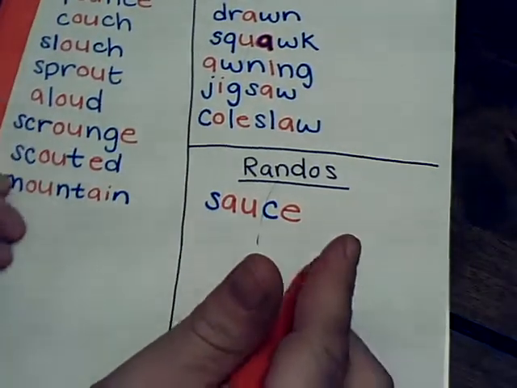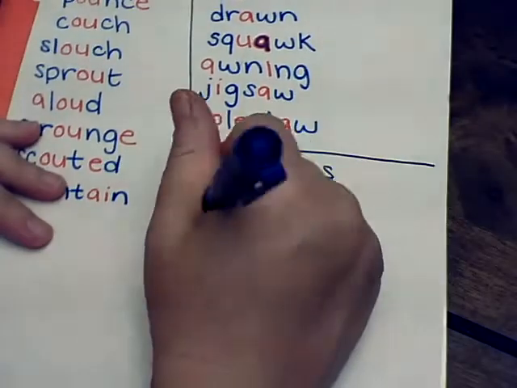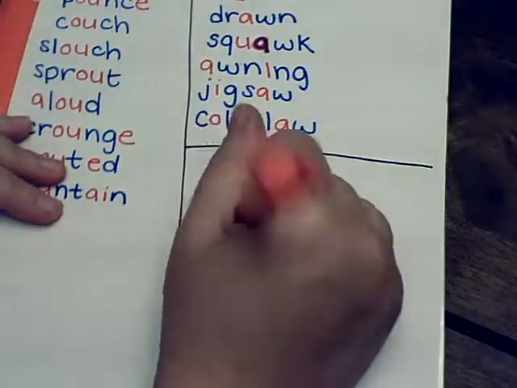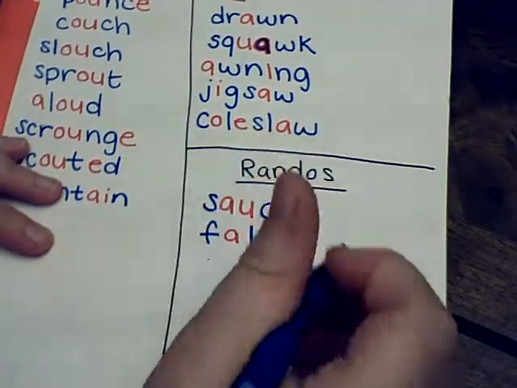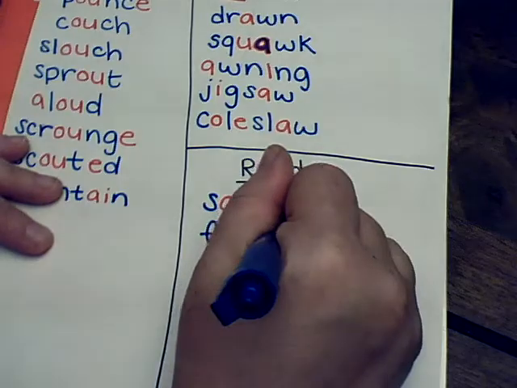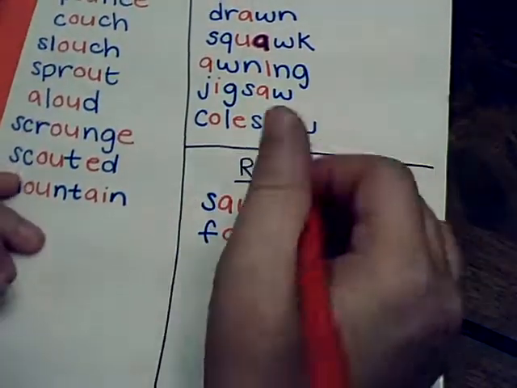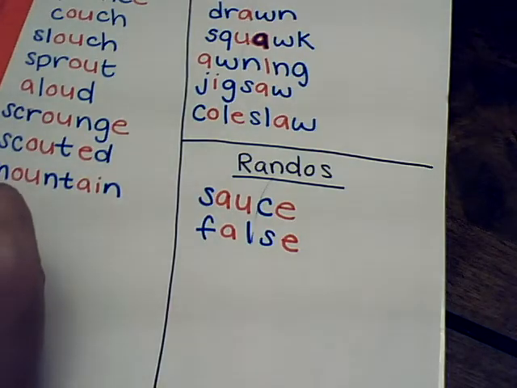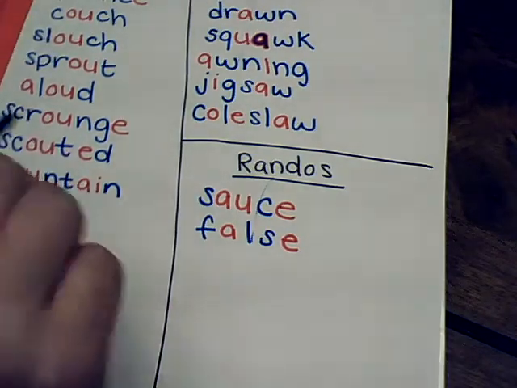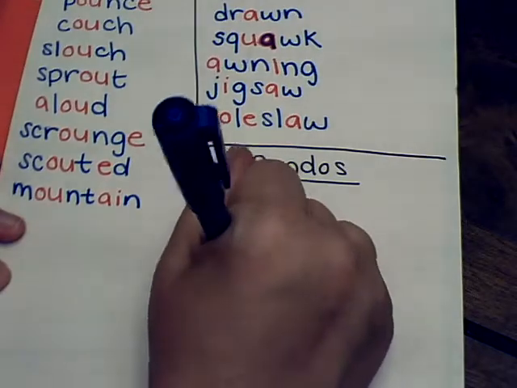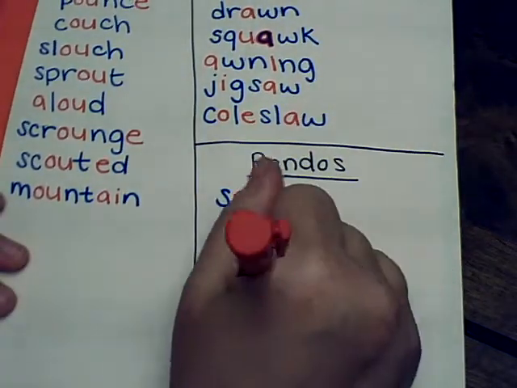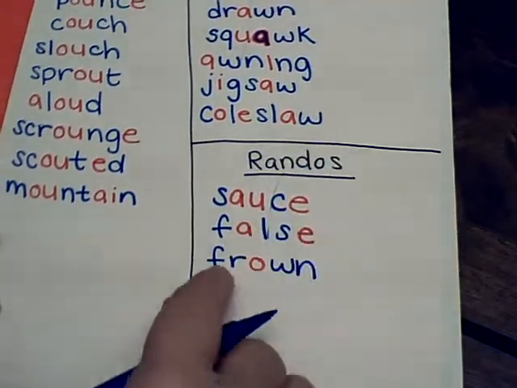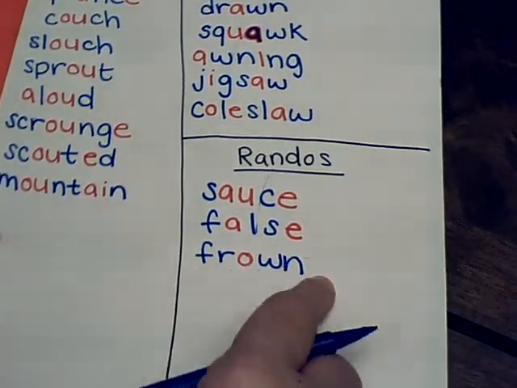Next word is false, like the opposite of positive, or true. True or false. F-A, fall, all, L, but not two L's. It's going to be an S, and then an E on the end. Frown, frown. O-W, not A-W, frown. So F-R-O-W-N.